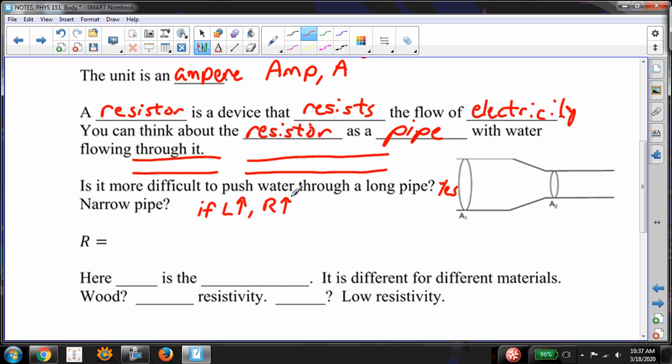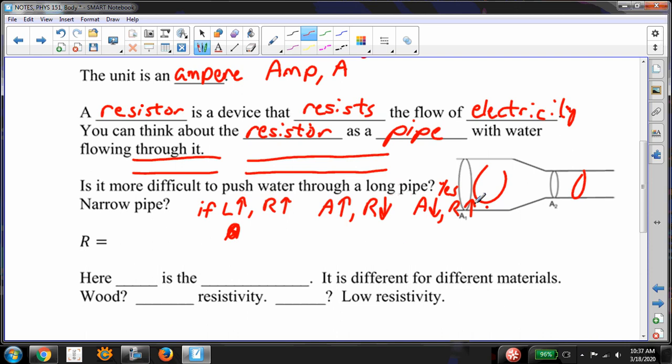What about if I have a narrow pipe? If I make the pipe narrower, like going from here, where it's really big, to over here, where it's smaller, then if the area goes up, the resistance will go down, and vice versa. If the area goes down, the resistance goes up. So a skinnier pipe is harder to push a liquid through. And that's true for electricity too.